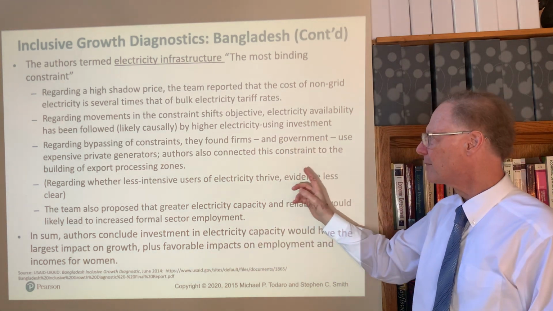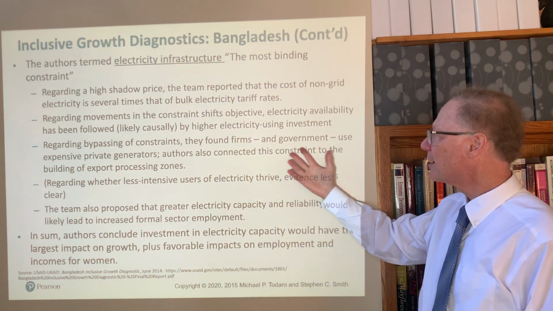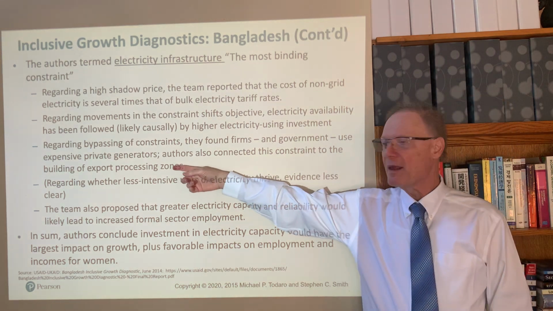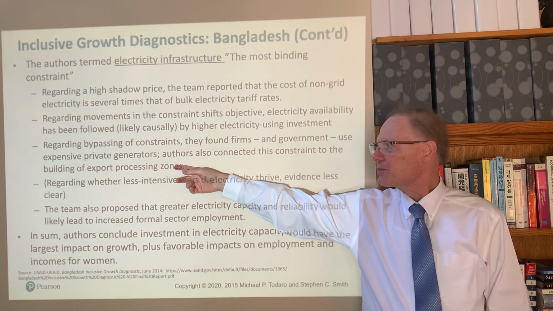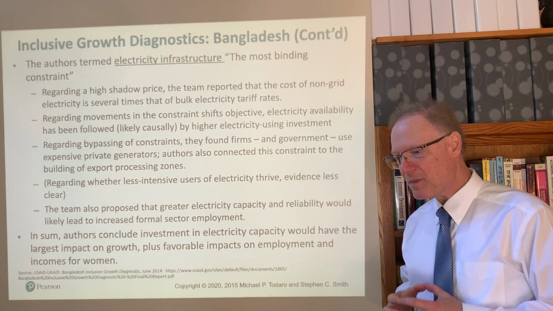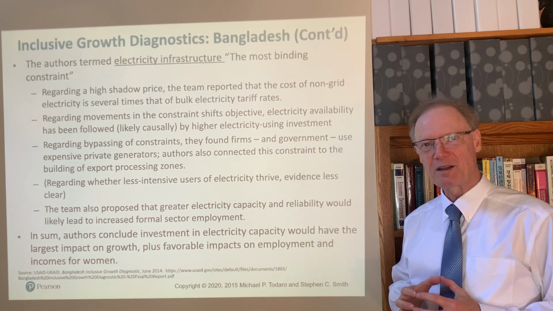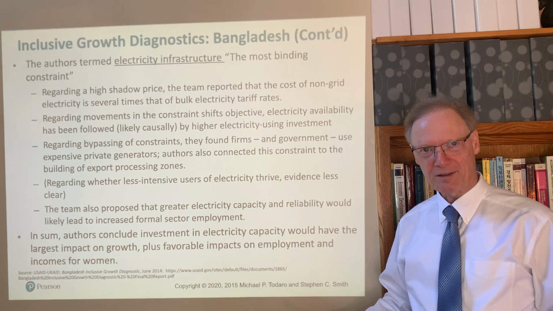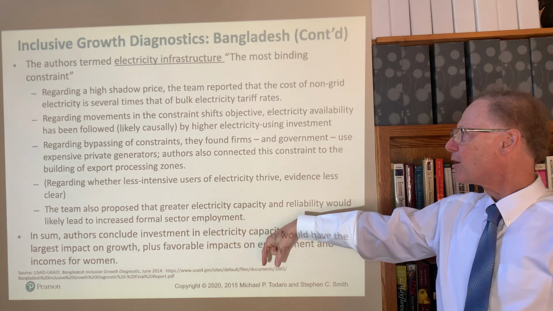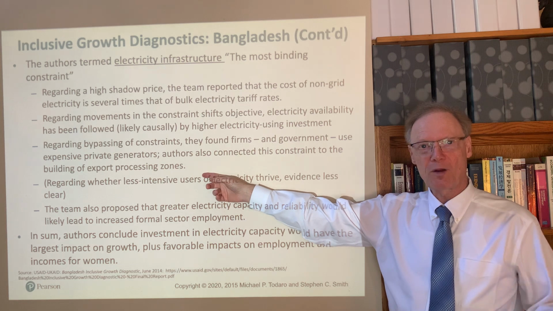Always a tricky problem. What about bypassing of the constraints of electricity availability? They found that firms, and for that matter government, were using very expensive private generators. And so if you're going to do so, that must mean that electricity availability has a high value for your activities, or else you wouldn't spend so much on it. And they also connected this constraint to building of export processing zones.